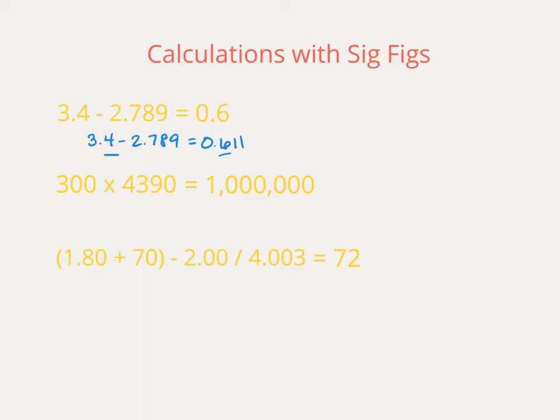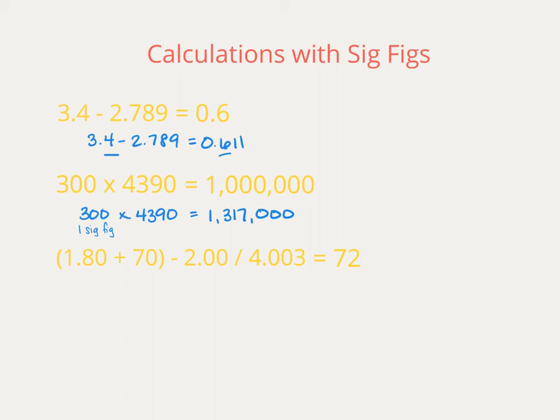For the next example, we have a multiplication problem. 300 times 4,390 equals 1,317,000. But since we're going by multiplication, we can't have any more sig figs than the number with the fewest number of sig figs, which in this case is 300 with only 1 sig fig. So we have to do quite a bit of rounding in this case, and our answer is going to be 1 million.